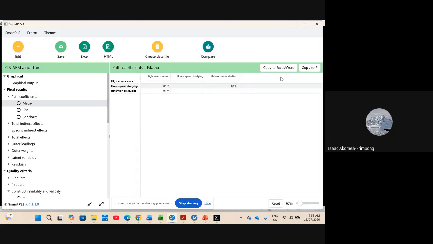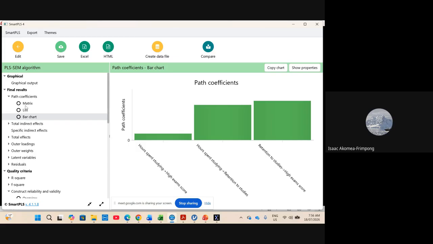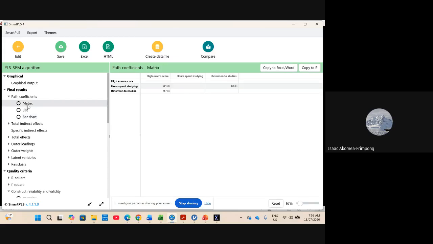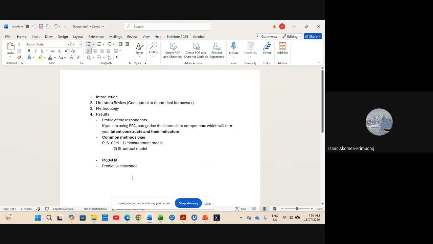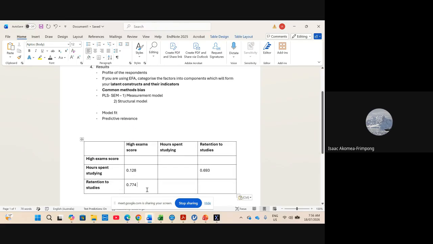You can copy this. One good thing about the Smart PLS is that you can copy your results straight up. Copy and just go and put it in Excel or Word. If you want to send it to R, you can do the same, if you have R Studio, any of them. So that's one good thing about the Smart PLS. You don't have to look and type one by one. You can just copy and paste there. You get it? So it makes it easier.